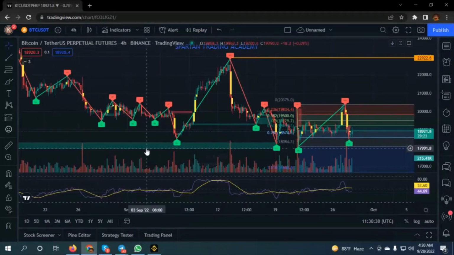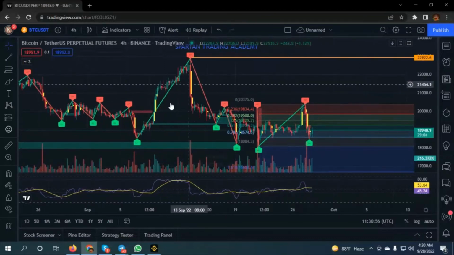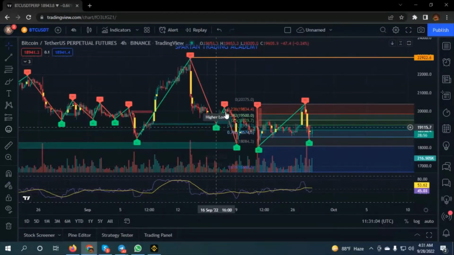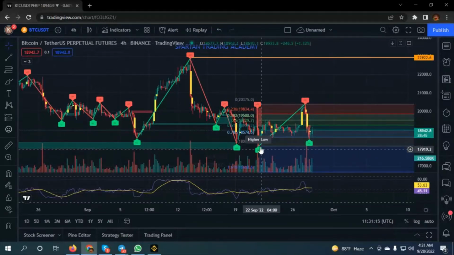You can see this was our order block, but we got two good bounces in these two zones. This time we can't get any good bounce in this zone, so we can see the market is bearish. See this: lower low, higher high, lower low, higher high. But this time we can't break our lower low or higher low. This is our higher low, and we don't break this higher low.